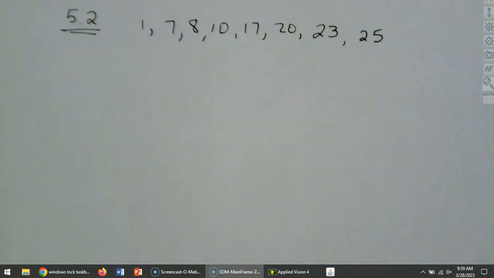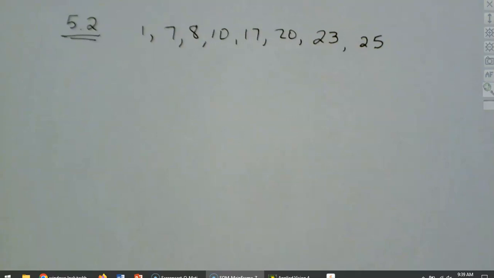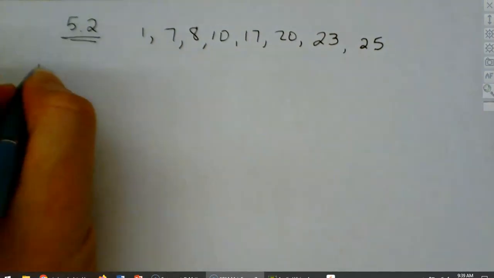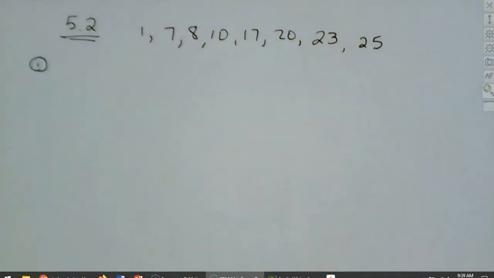Let's go ahead and look at some of these questions here out of our homework. And we're going to start with question number 1. Now, all of these are a little bit different. They're all factoring by grouping and factoring down these trinomials. But we're going to start here with question number 1.